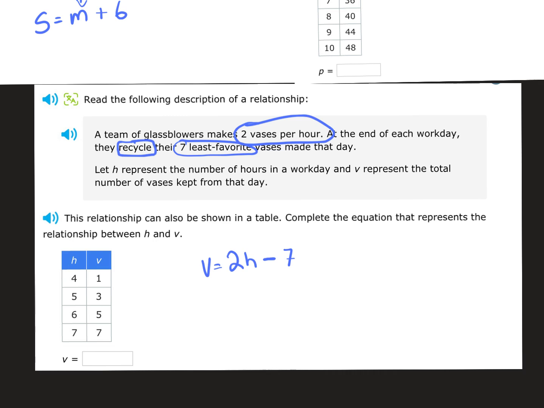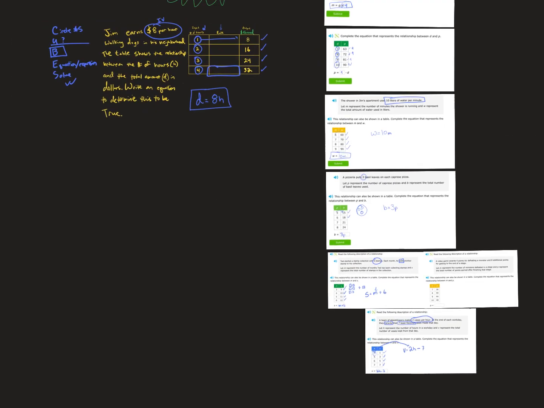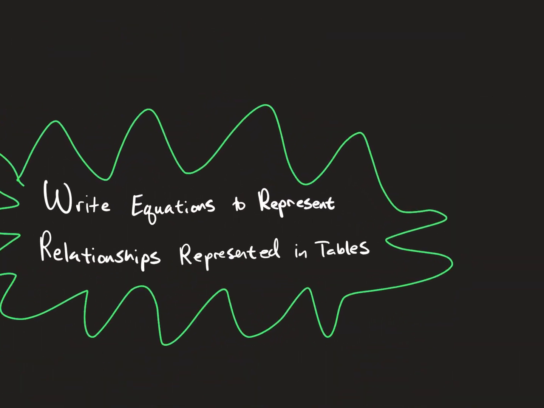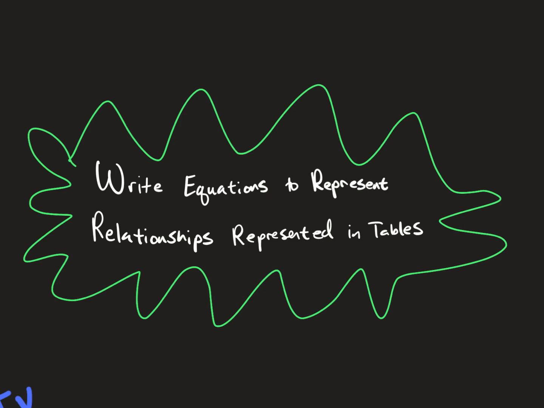And so we want to test this. We plug in 4 into H, we would have 8 minus 7, that does get us 1. And then if we plug in 5 times 2, we get 10. 10 minus 7 does get us 3. And if we continue down, 12 minus 7 does get us 5. And 14 minus 7 does get us 7. So our final equation, 2H minus 7. So that is writing equations to represent relationships in tables.